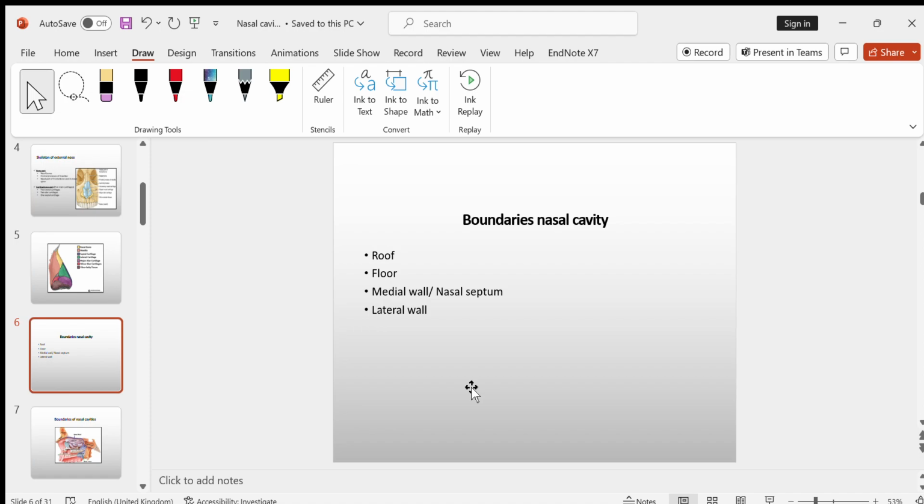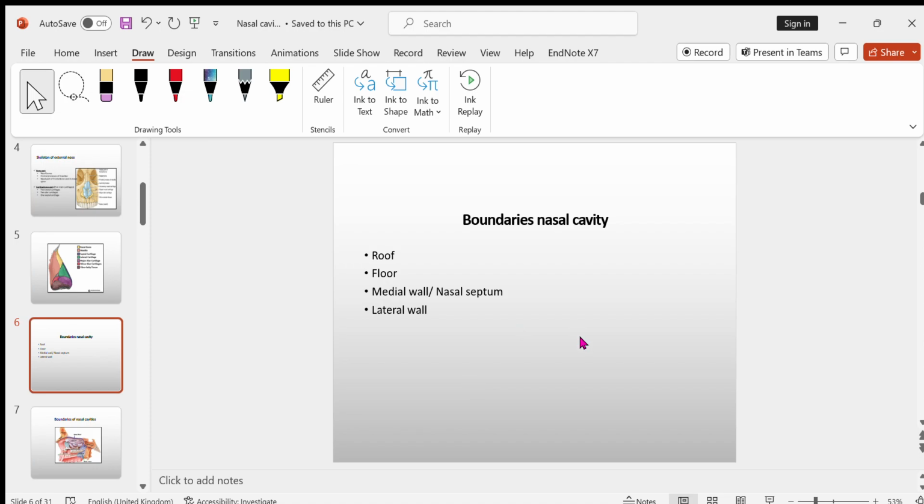Coming to the boundaries of the nasal cavity. What is the nasal cavity? The nasal cavity is the part of the nose that is between the nostrils or nares in front and the nasopharynx behind. Posteriorly, this opening is the nasopharynx, which opens into the pharynx. In between these two openings is a cavity that is called the nasal cavity. We have two nasal cavities, one on either side of the nasal septum. The nasal septum divides the whole nasal cavity into two.